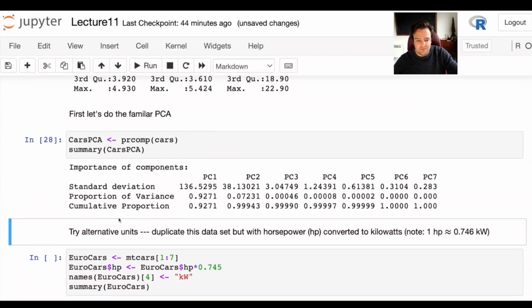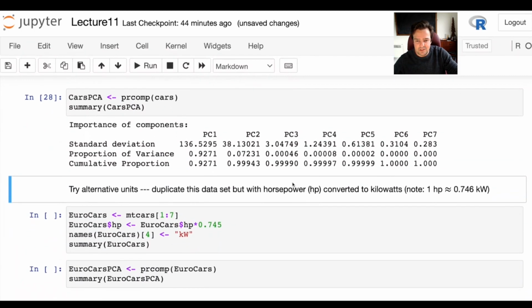Okay, so now let's try a different set of units. We're going to change horsepower into kilowatts, in case you wanted to know, and I don't know if anybody ever wondered. 1 horsepower is about 3/4 of a kilowatt. So I guess interesting to know. I find it interesting, at least. Of course, a horse does the same amount of energy every second that a kilowatt light bulb does. Who knew that? I don't know.